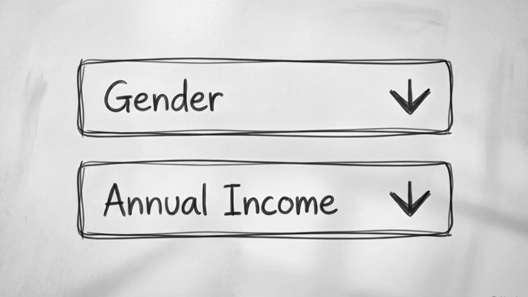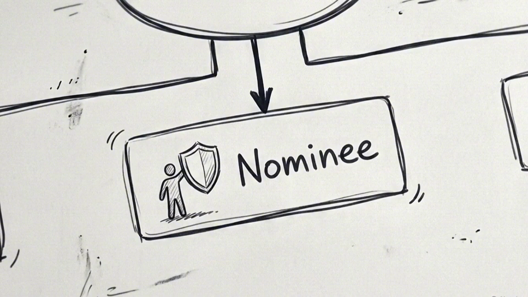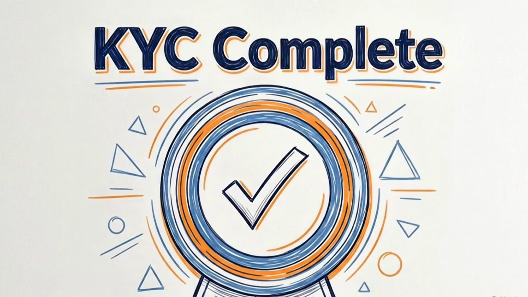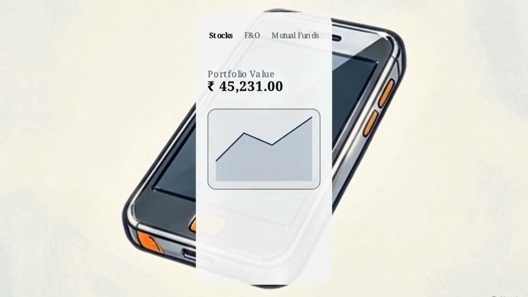From here, fill in a few standard details like your gender and annual income. When it asks for your trading segment, choose All Products or simply Equity and Mutual Funds. Add a family member as a nominee for your account. Finally, complete the Aadhaar e-sign process to submit your application. You will see a status screen confirming your documents are successfully verified. By following those steps and avoiding the premium upgrade, you've successfully set up a high-powered investment vehicle without paying a single rupee in fees.